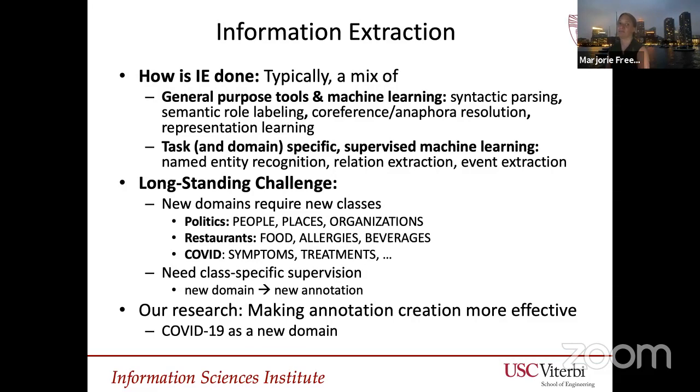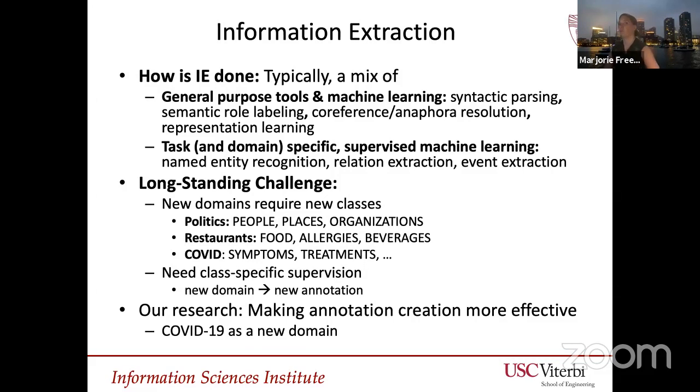And in a more serious example, we have a problem like COVID, and we are interested less in people and places and organizations and more in symptoms and treatments and infection vectors. And each of those new classes requires class-specific supervision. And so when we go to a new domain, we need new annotation, we need new human-created examples of the data that we're interested in.